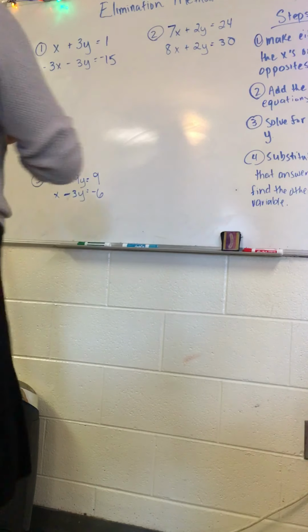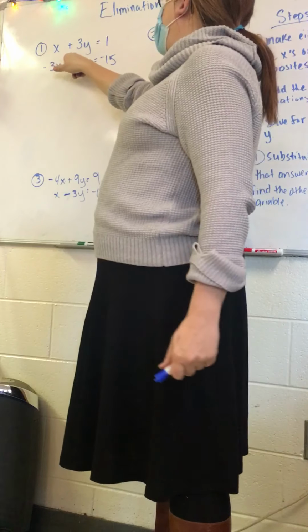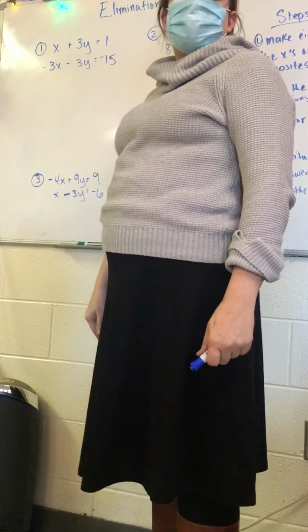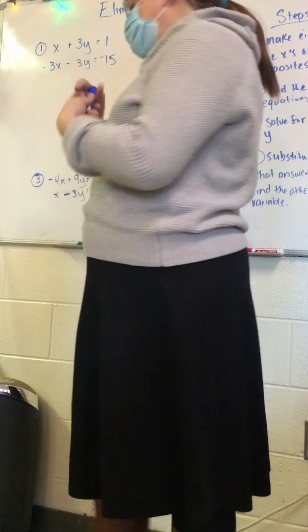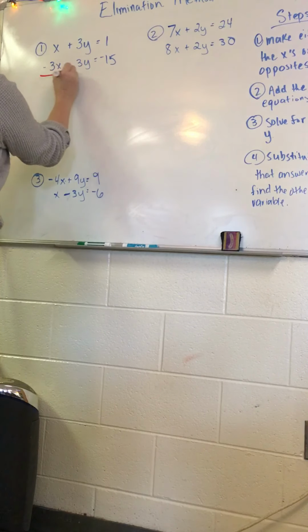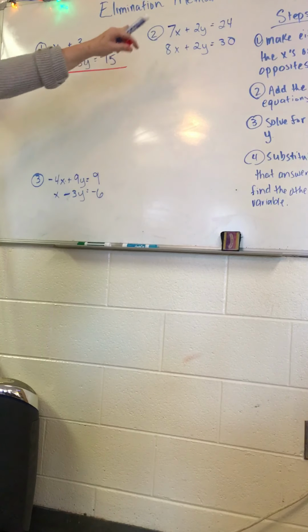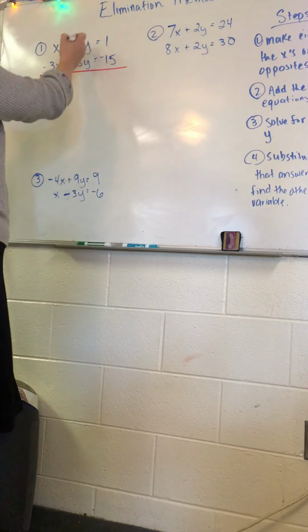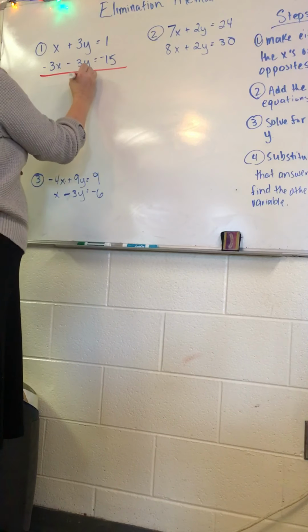If I look at number 1 here, I notice that I've got a positive 3y and a negative 3y. Those are opposites. When I add them together, they equal 0, right? Okay, so that's what I'm going to do. I'm now going to add these together so that this will be zeroed out. That's the first thing I look for: I look to see if either the x's or the y's are already opposites, and they are in this case. So if I add them together, this equals 0, of course.